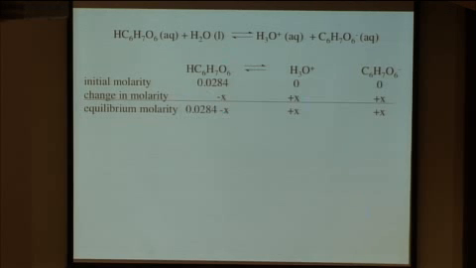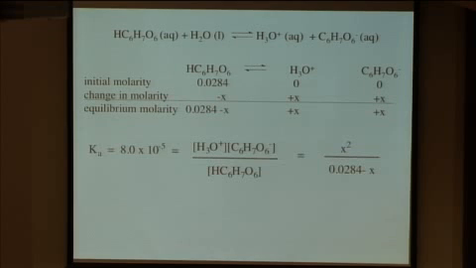And so then the change, there's going to be some amount of this that ionizes, minus x, some amount of this that's formed, and some amount of the conjugate that's formed. So we have 0.0284 minus x, plus x, plus x. Now we're talking about a weak acid in water. So what term am I going to want to use next? Ka. So I'm going to want to use Ka next. Ka value is here, 8.0 times 10 to the minus 5. We have products over our reactant here. And we have x squared over 0.0284 minus x.